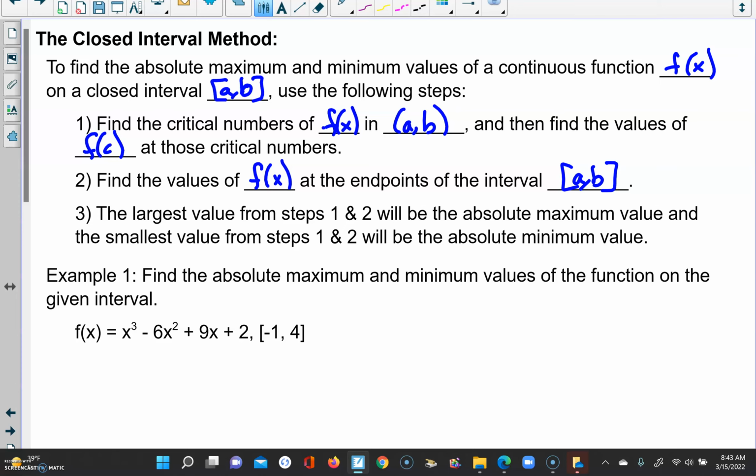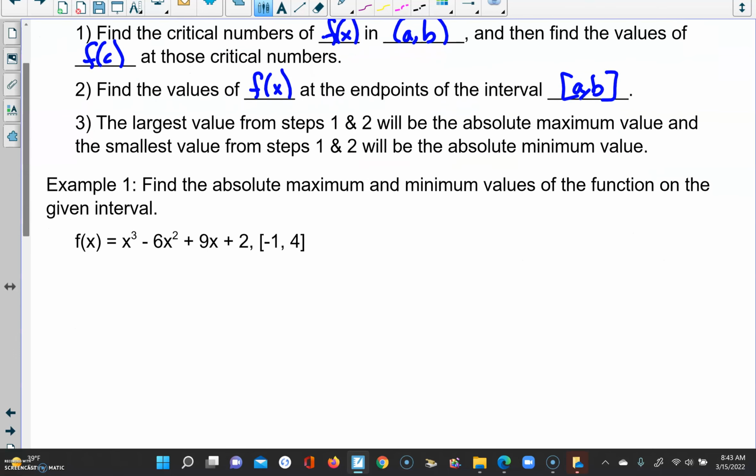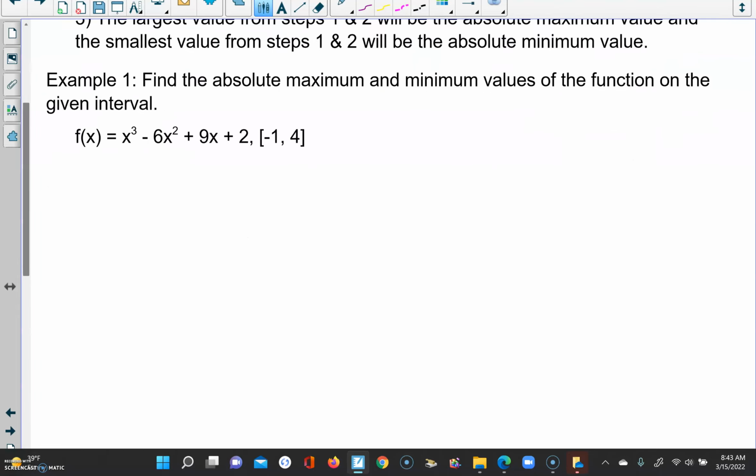And then we're going to just take the largest value from steps 1 and 2. It'll be the absolute max. The smallest value from steps 1 and 2 will be the absolute min. So basically we're going to find candidates in step 1 and then find the y values at those candidates. And then we'll find the y values at the endpoints, and we'll compare them all and find the absolute max and min. The biggest will be the max, smallest will be the min.